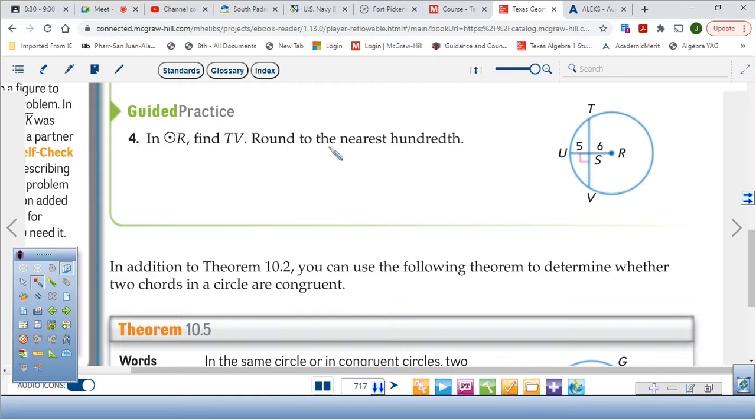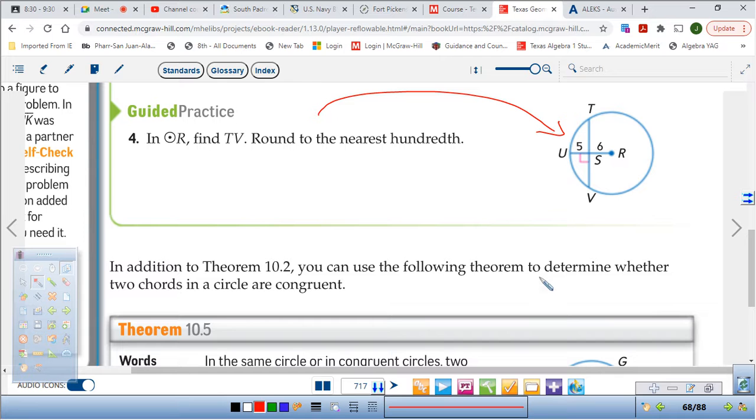Encircle R, find TV. So copy that down real quick. On these guys, you've got to be like little detectives. You've got to figure out what's given to me, what's going on, how do I do this, where am I at, all this good stuff. Okay, copy that down, guys.